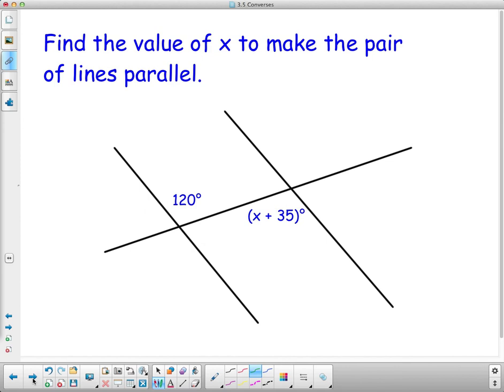How about this one? Figure out the value of x to make the lines parallel. All right, what do we come up with? 85. 85 would be correct. It's not that they're supplementary, you're setting it up wrong. They're congruent, because the alternate interior angles have to be congruent in order to make the lines parallel. So you should have set them equal to each other. And when you subtract, was x 30, or 85? For that one, how many got that right?